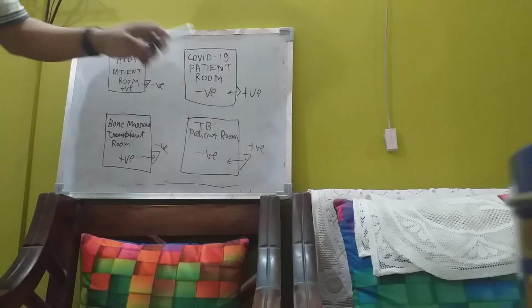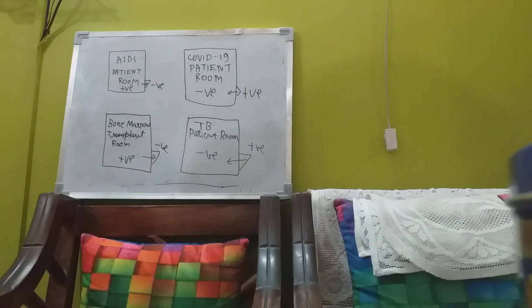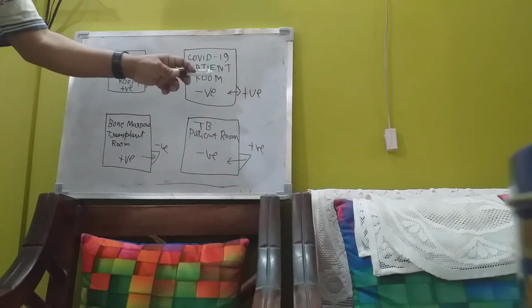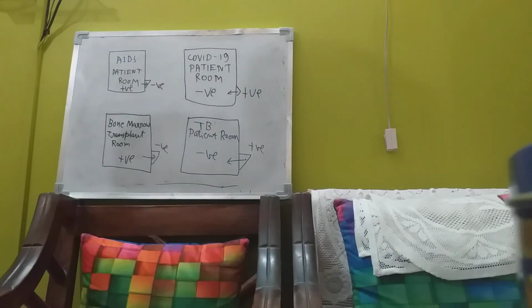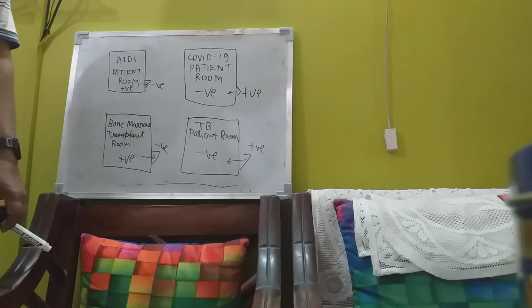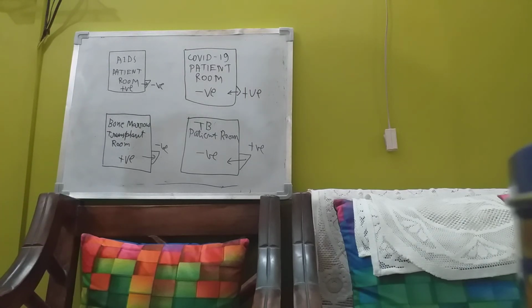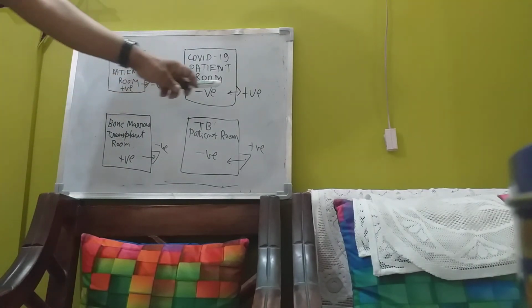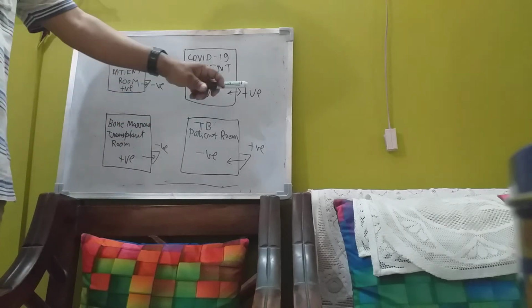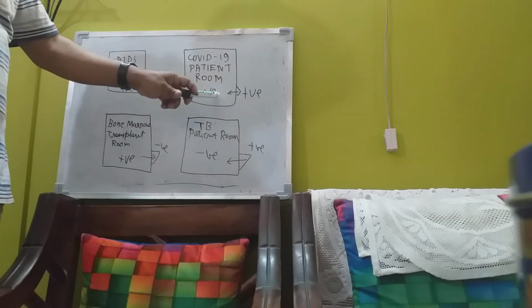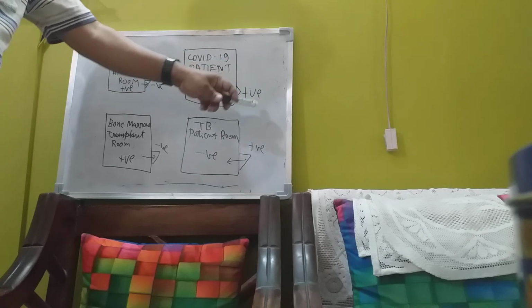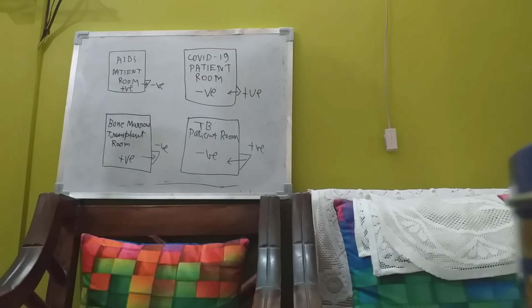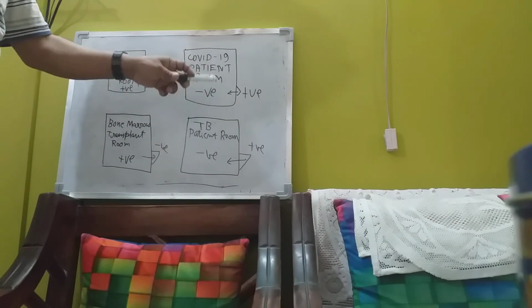Now we come to the COVID-19 patient, which is at present the dominant scenario in the world. In the COVID-19 patient case, the patient can infect anybody who comes nearby. So the patient is generally kept at negative pressure. Outside is a positive pressure, so that the air can come from outside to inside, but it doesn't go from inside to outside and doesn't affect any outsider. It is maintained at negative pressure.